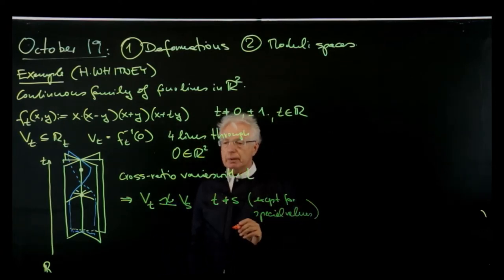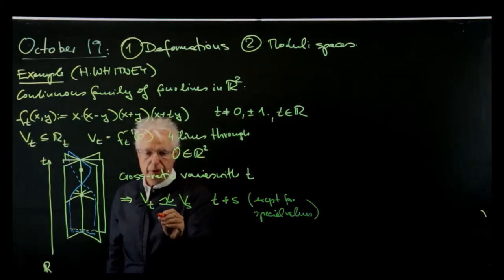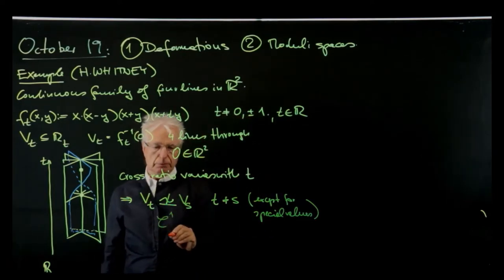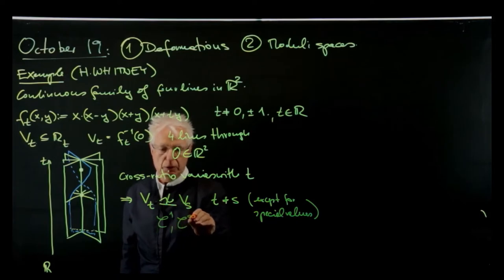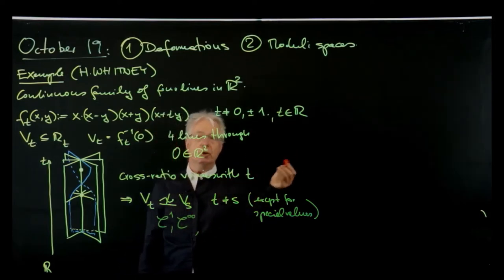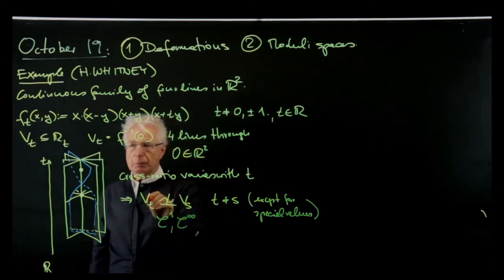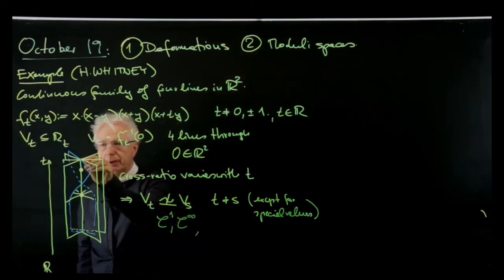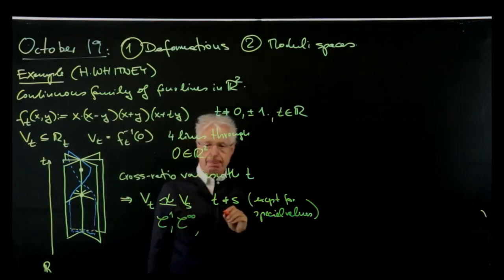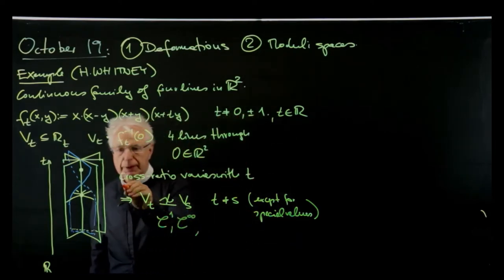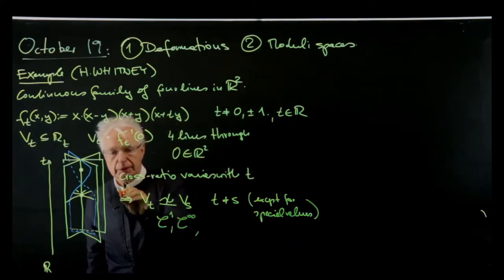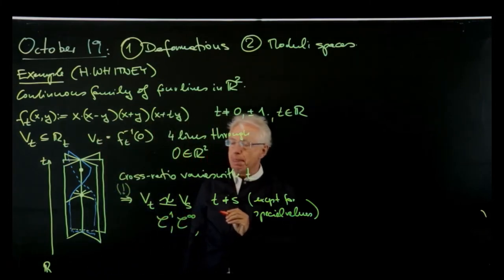Okay, so here you could take, for instance, C1 or C infinity, or you could do it also holomorphically if you're working over the complex numbers. So these are not isomorphic, not even locally here in the middle. This is not completely obvious, but it's not very hard to show.